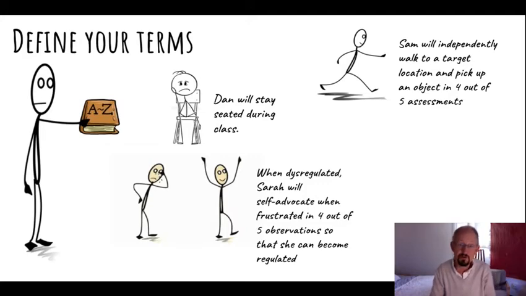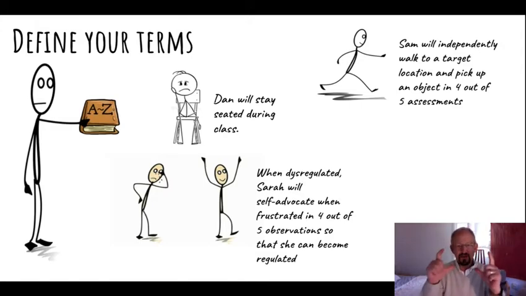Let's take another example from the social emotional domain. So here we have an objective. When dysregulated, Sarah will self-advocate when frustrated in 4 out of 5 observations so that she can become regulated. So here we have several things that need to be spelled out. First, this is an objective which is triggered by the observation of dysregulation. What does that look like for Sarah? You might want to have in your objective, in parentheses, for example, shuts down or bangs the desk, or whatever it looks like to be dysregulated for Sarah.